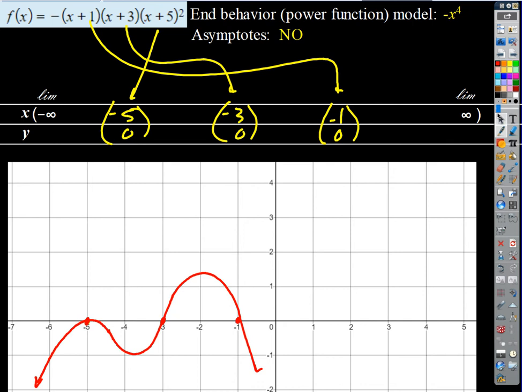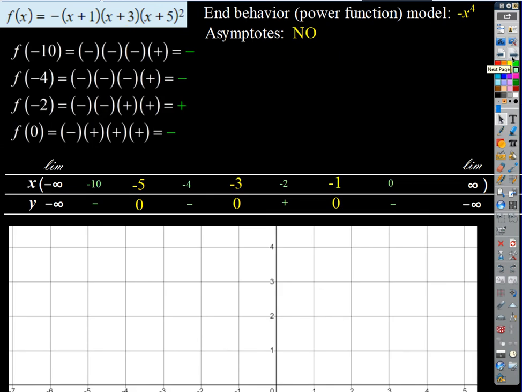Now, if we want to, we could test some points. We could pick points surrounding our zeros, like -10, -4, -2, and 0. And if I plug those into my function, I've got 4 factors here. I've got a constant negative factor in the front that's always going to be negative. I've got a factor that's squared at the end, and any real number squared is positive. So really all I've got to do is check the signs of those other 2 factors in the middle at each of these points.